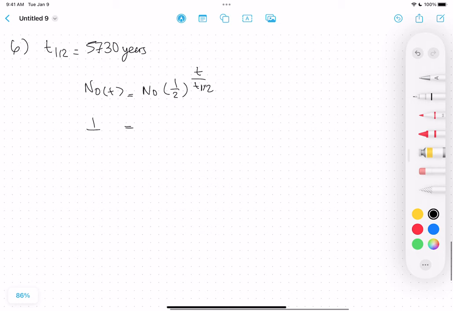So you can write on the left-hand side 1/16 N0, because that'll just be the amount that's left over. And on the right-hand side, you still have your N0, and the N0s will cancel out. And then you have your 1/2 raised to the power of t over t1/2. And t1/2, like we said, is that 5,730 years, because that's our half-life. So t over 5,730, right? So this cancels out with that, so we're left with 1/16 is equal to 1/2 raised to that power.